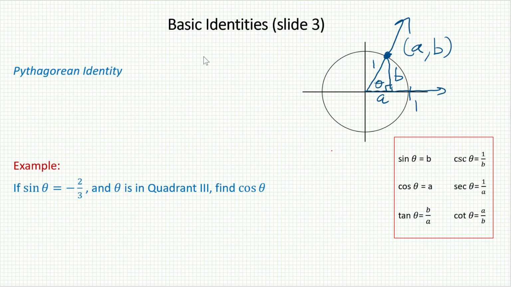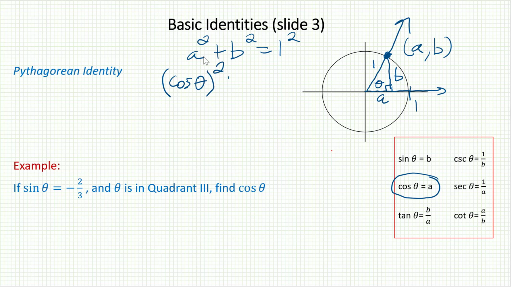Well, I have a right triangle here, which means I can apply the Pythagorean theorem. A squared plus B squared must equal 1 squared. Well, based on our definitions, we know that A is just the cosine ratio. So I can replace A here with cosine theta. And we know that B is the sine ratio. So I can replace B with sine theta. 1 squared, of course, is 1. What I have just written down is called the Pythagorean identity. We usually write it a little bit differently, though.